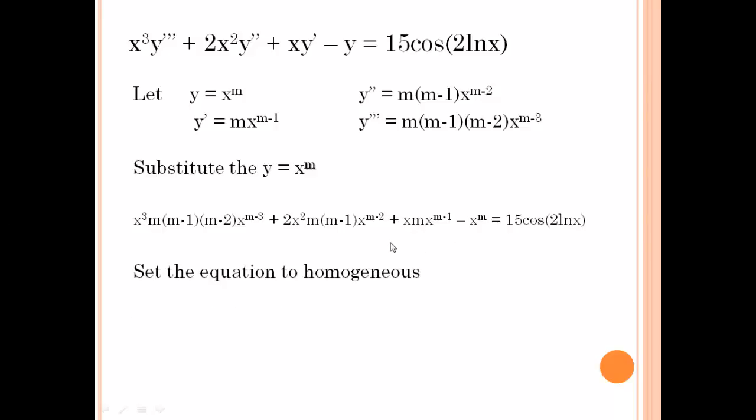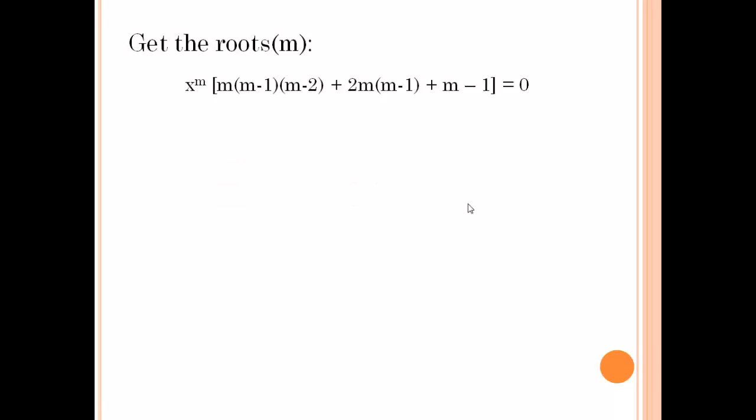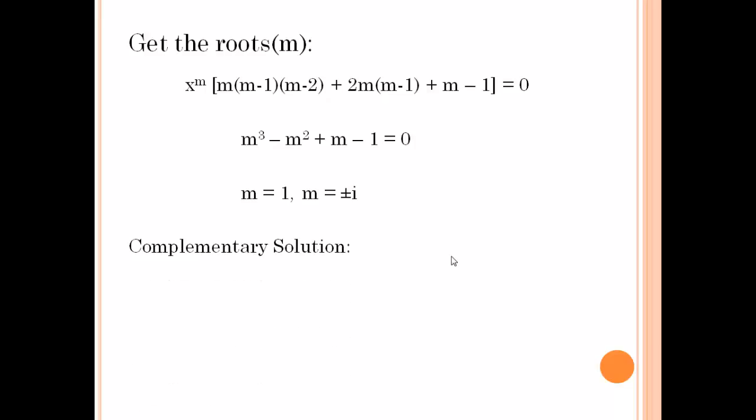Now in setting it into a homogeneous, it would give us like this. Now we should get the roots, also denoted by m. Our auxiliary equation would be like this. Now getting our roots would give us m is equal to 1 and m is equal to plus minus i. Now our complementary solution would give us yc is equal to c1 x plus c2 cosine ln of x plus c3 sine of ln of x.